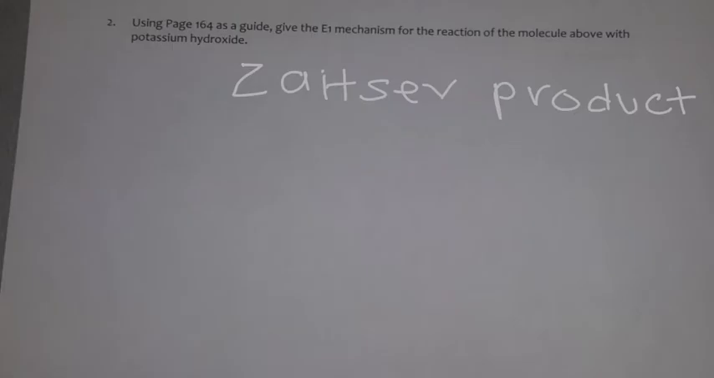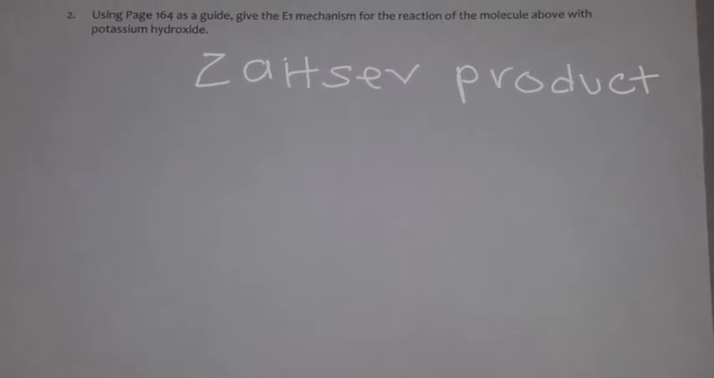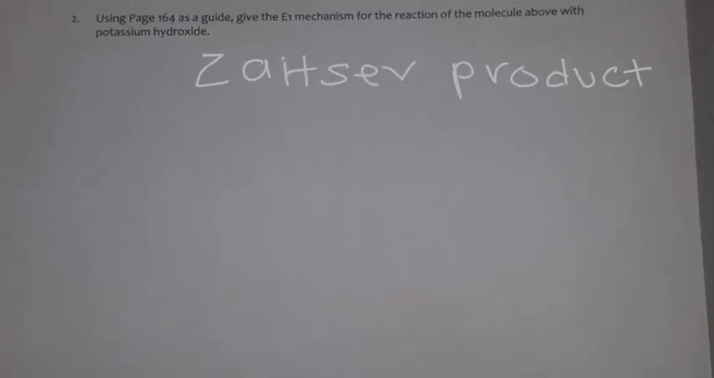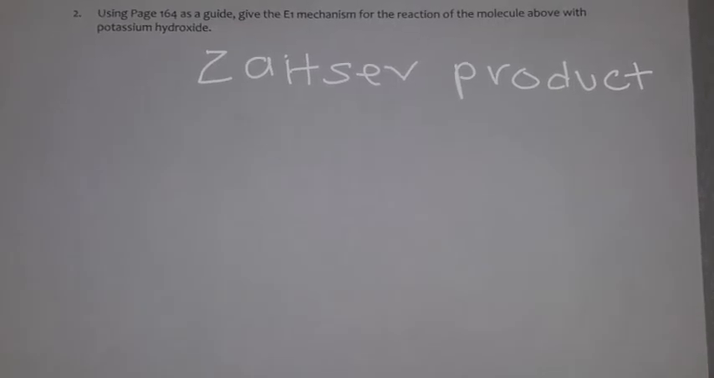Oh, you know what? I was looking here because it said that in order to form the Zaitsev product, a carbocation must form first. And so that's how the product formed. So E1 always forms Zaitsev. Okay, so just draw the product.